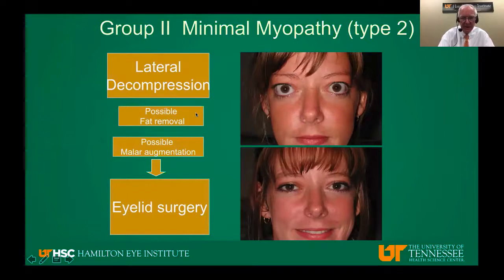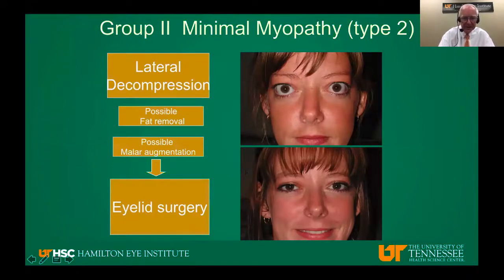There's a very quiet area inferior laterally in the orbit. You can remove fat with little less consequences associated with this. Again, if they need malar augmentation, you can add that to it. And then the last in this group is eyelid surgery, with upper lids and retraction repair, lower lids and buildup. This is an individual that had bilateral lateral decompressions and lower lid buildup.